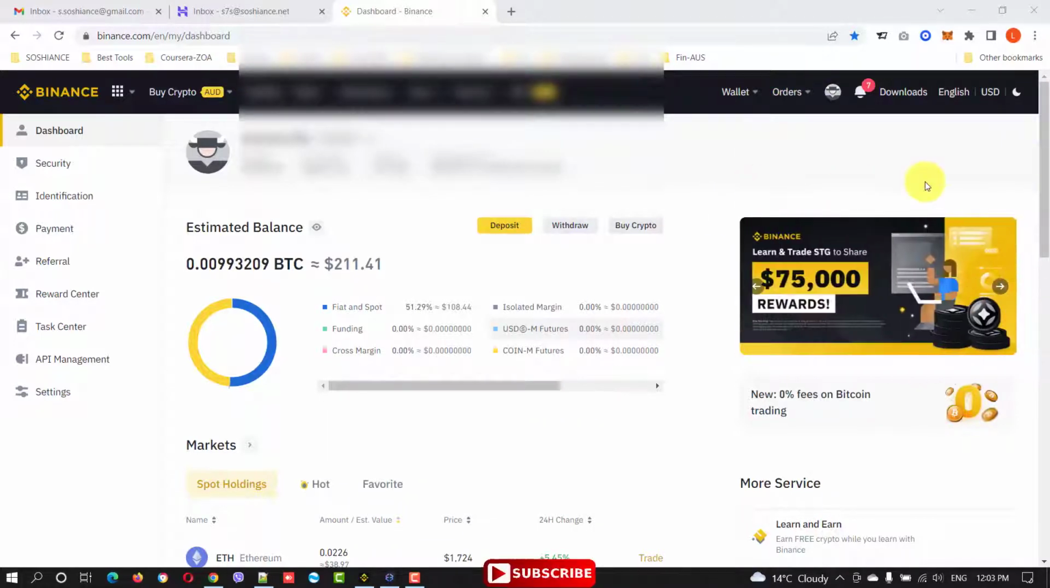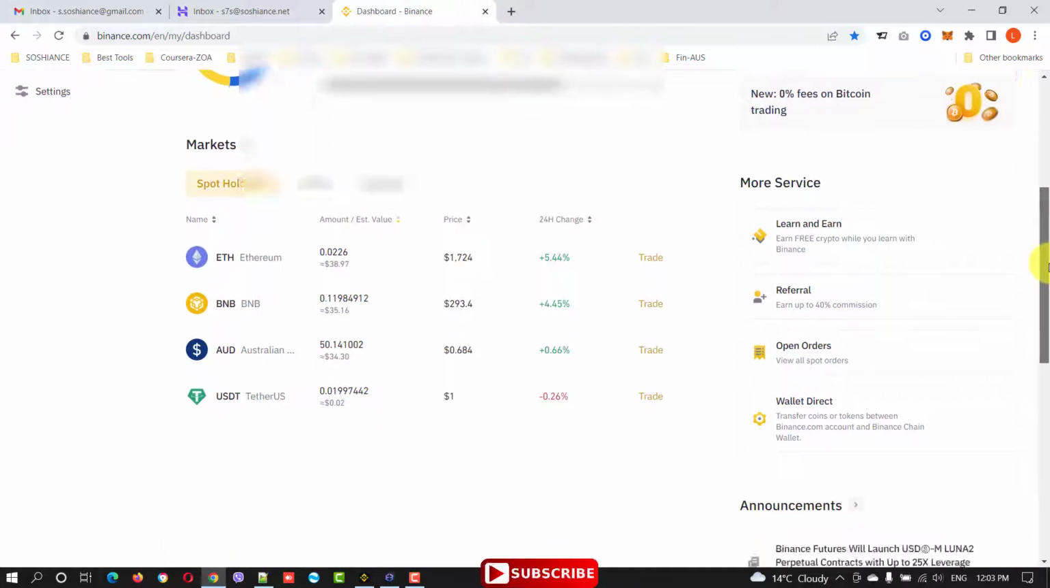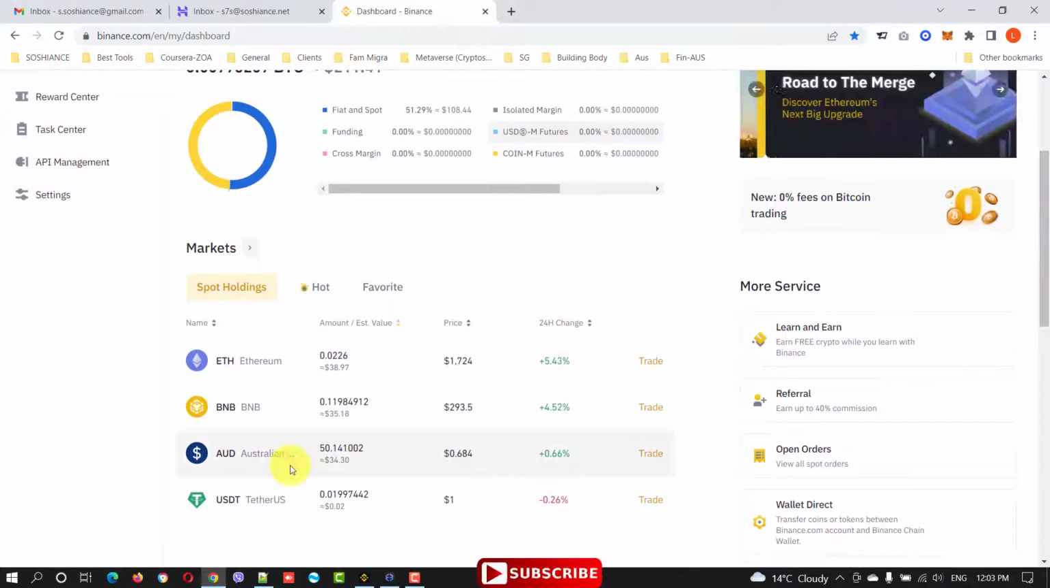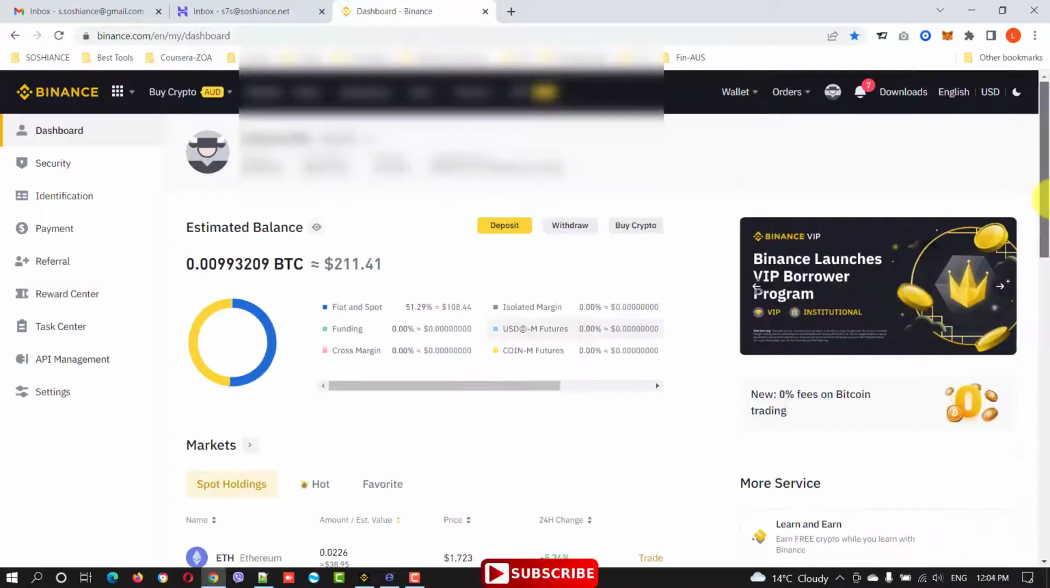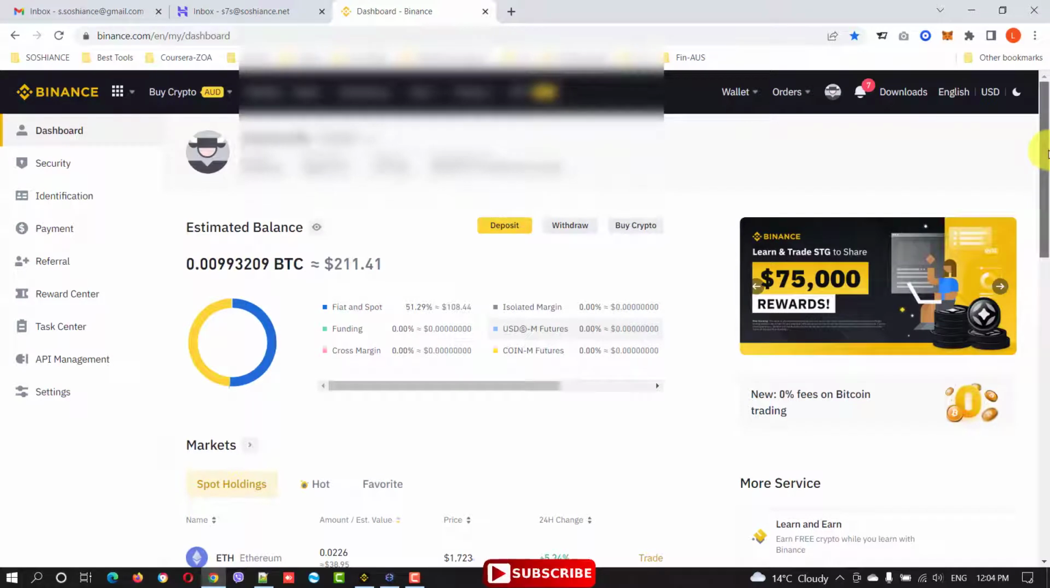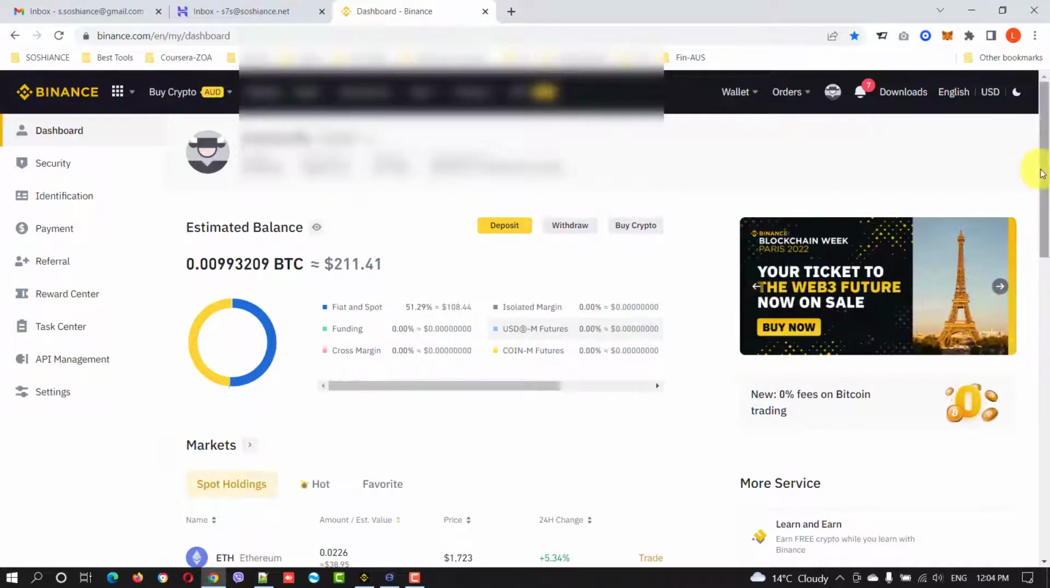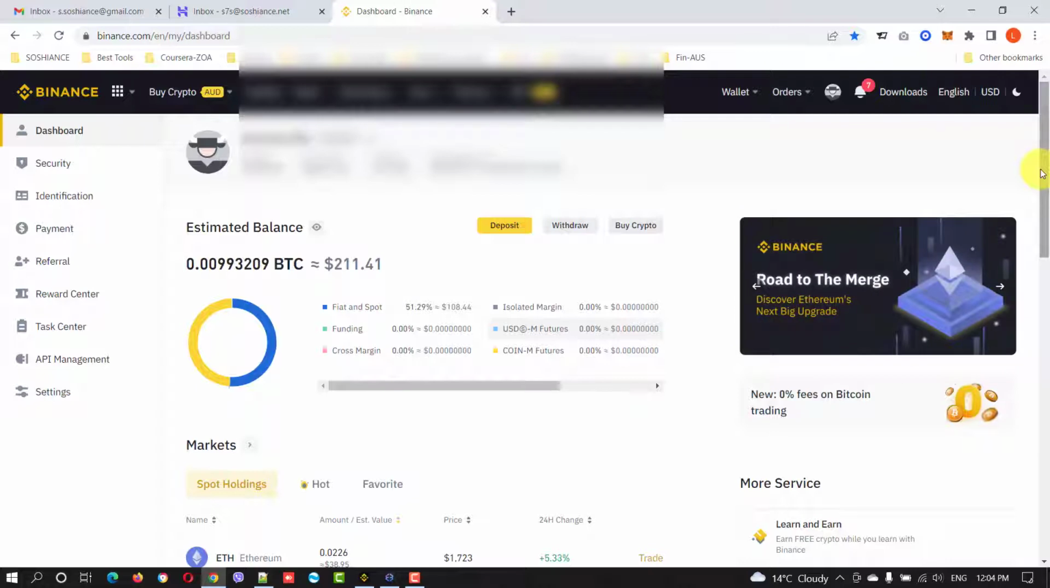I have already created an account and I have some assets here. What I do is I just deposited around 50 bucks Australian dollar to my account, and I just want to go and buy some Bitcoin. I will put the link in the description for how to deposit money to your Binance account.